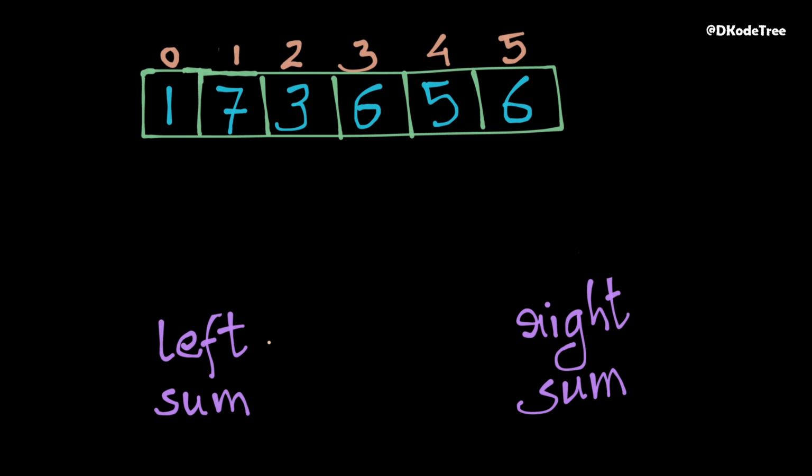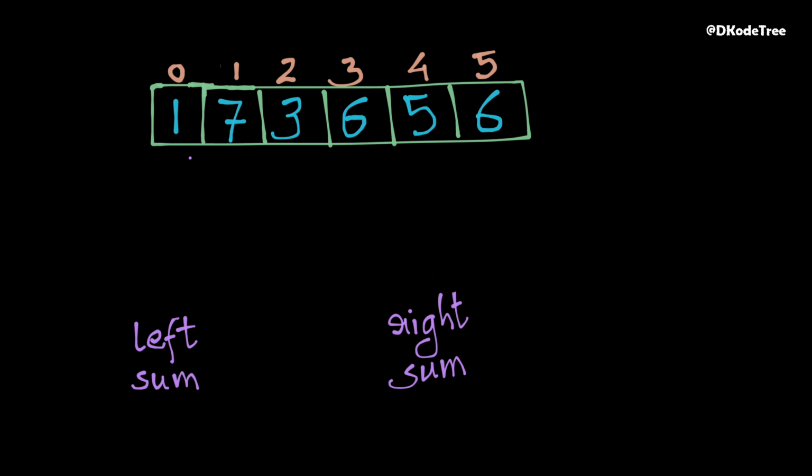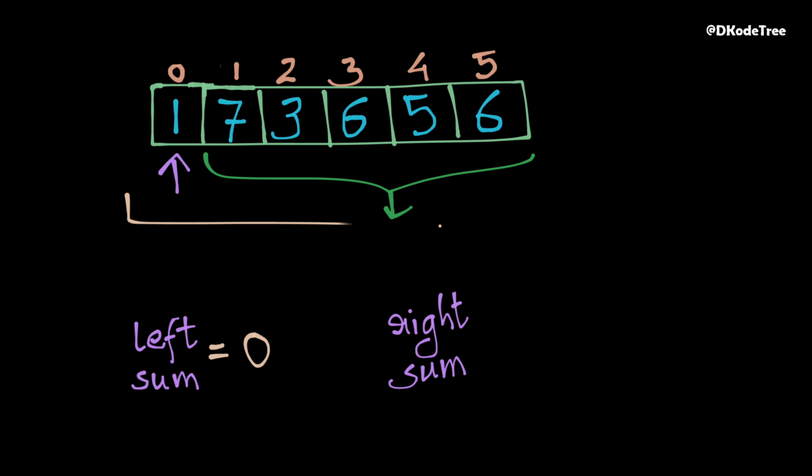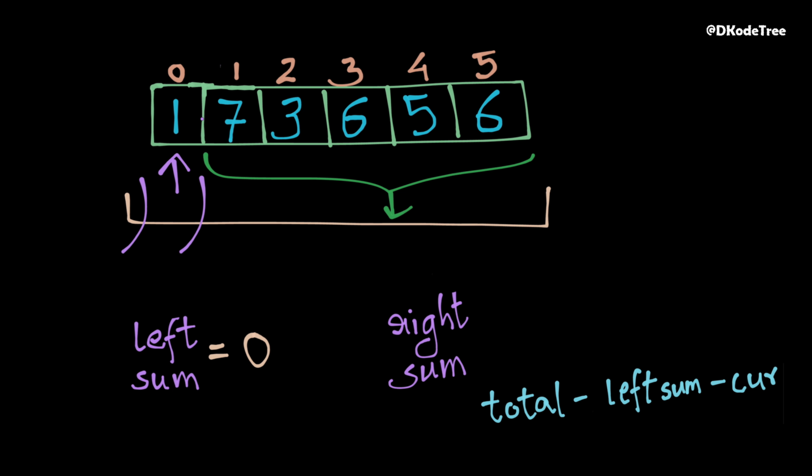So now let's calculate the left and right sum on the go. So we will start checking from index 0. So initially our left sum, which is the prefix sum, will be 0. And what will be the right sum? If you notice, the right sum is actually the total sum minus the left sum minus the current number. We need to separately subtract the current element as it is not included in the left sum.